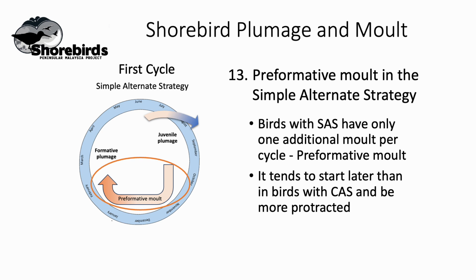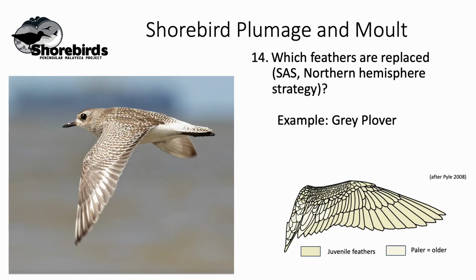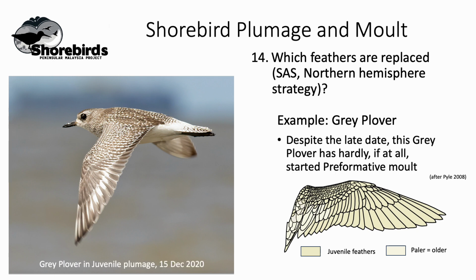So let's look at that. There are not so many examples of this. First of all, let's look at grey plover. Grey plover, at least many grey plovers, have this Northern Hemisphere SAS strategy. And we can see that this bird, which was photographed in mid-December, despite the late date, has hardly begun, or may not even have begun preformative molt. It's still almost completely or completely in juvenile plumage.